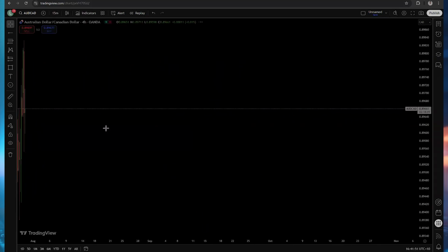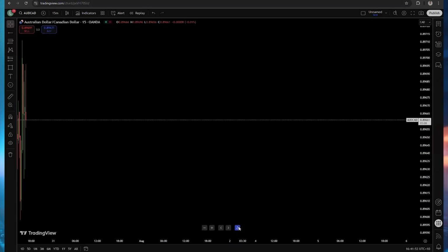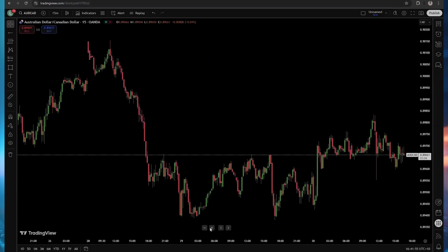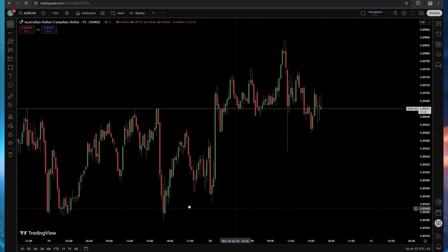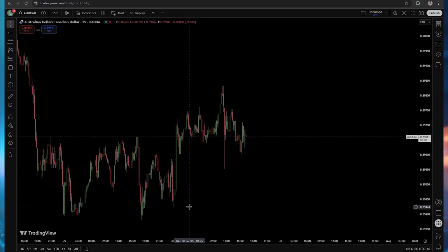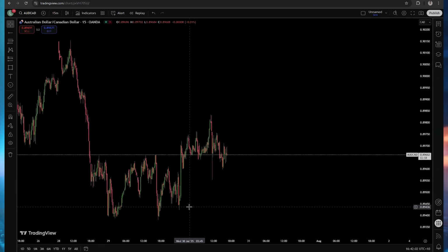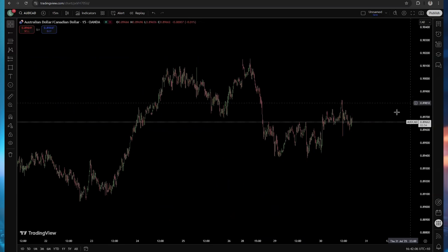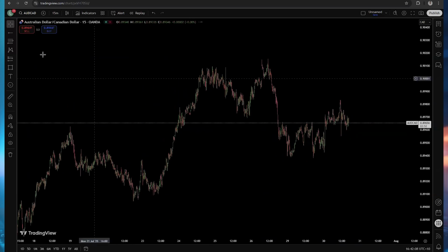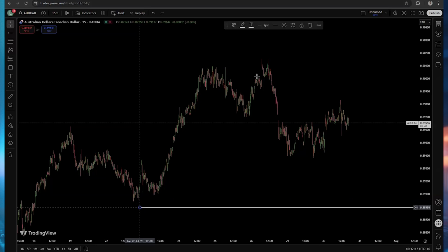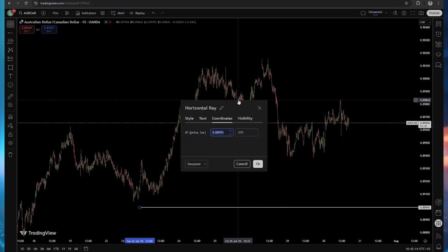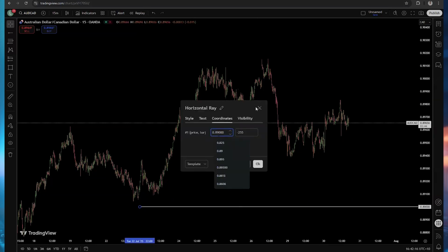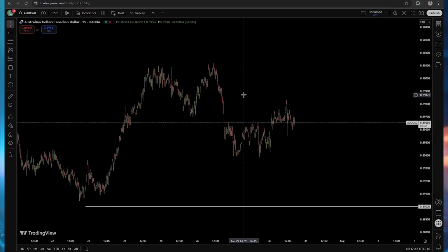Let's go to the 15-minute. There you go. What I would like to do here is short Aussie against the Canadian dollar. We just need to be careful with a few things. My target would be around 89. So that is over here, and that's one of the best scenarios that we could have. So my target is at 89.